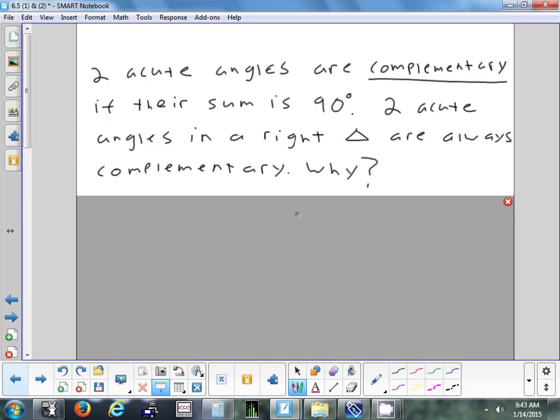I think we already answered that question kind of earlier. It says the two acute angles in a right triangle are complementary. Why? Well, if you have a right triangle and you've got a 90, all the angles have to add to 180. So if one angle is already 90, the other two have to add up to 90, and that's the definition of complementary. Two angles that add up to 90.